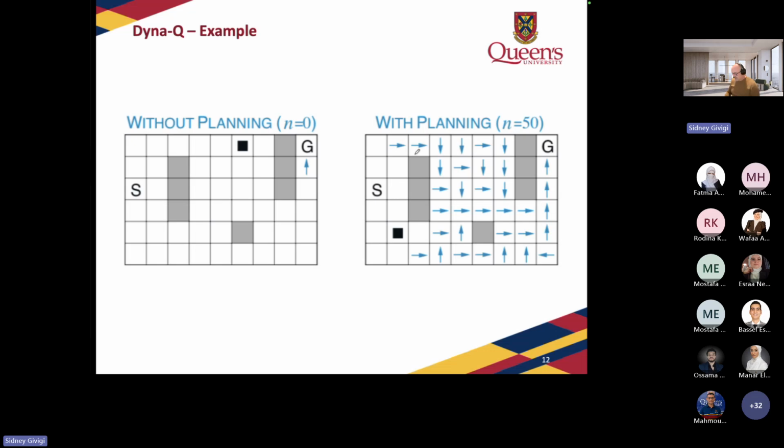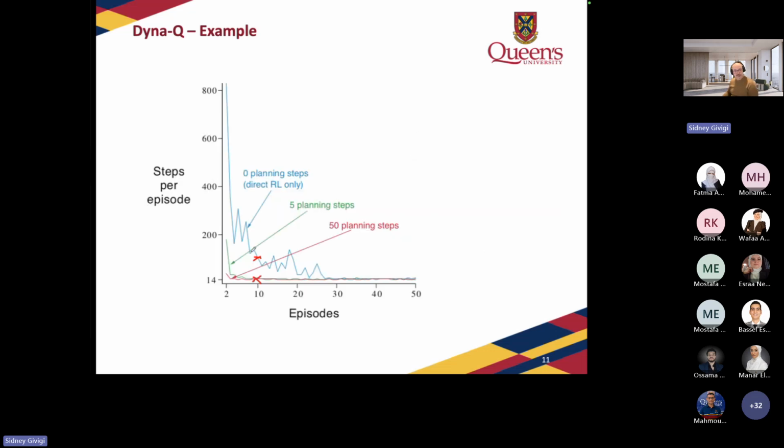Another thing is that this particular update actually goes much, much faster because this environment is deterministic. If the environment is not deterministic, you're going to see the same noise that you see here in the direct reinforcement learning into the planning steps as well. And that is a trade-off, right?